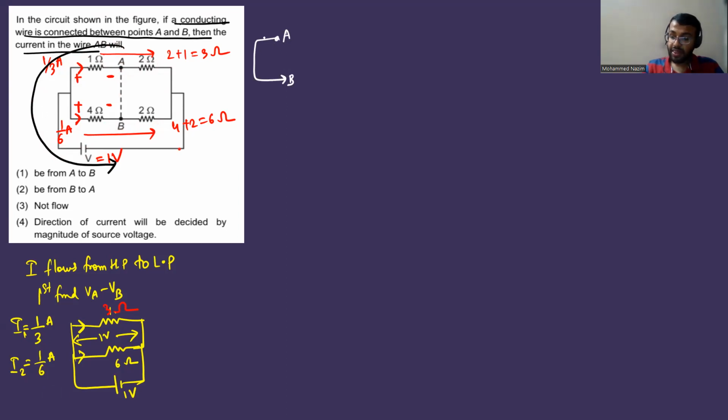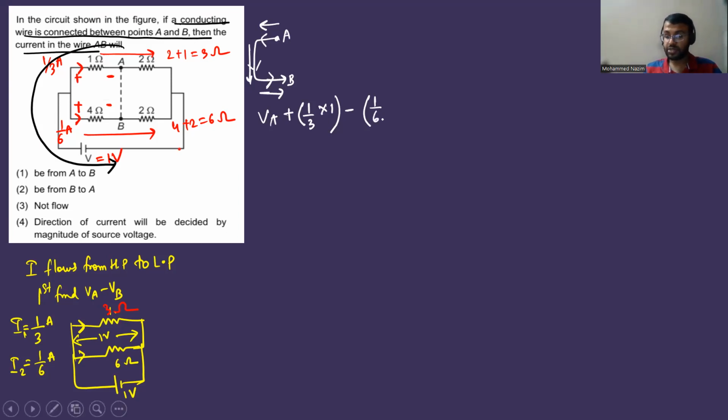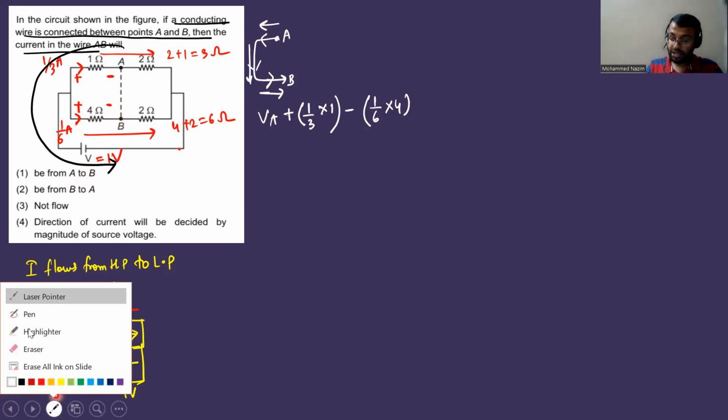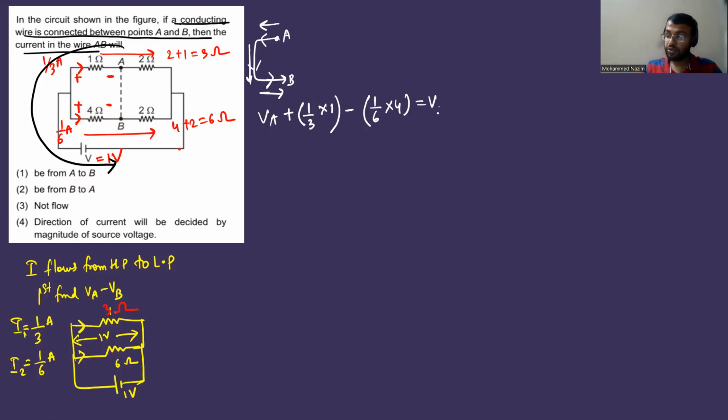So what do I see? If I start from A, first I encounter the potential at A, which is VA. Then here, negative to positive, it's a rise. Plus, what is the voltage? Current, which is 1 by 3, into resistance, which is 1. And then here there is nothing. And then here, positive to negative, there is a drop. Drop of how much? Current into resistance, 1 by 6 into 4. And then immediately after traveling here, I reach B. So that should be equal to the potential of node B.